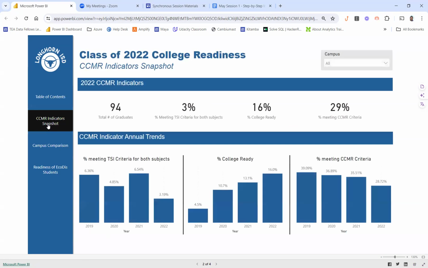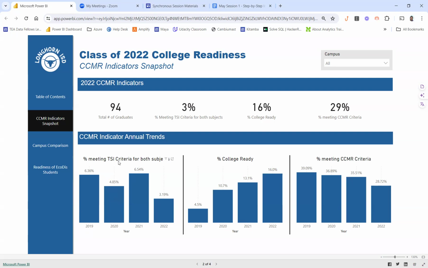Second page is where a lot of calculation is happening. For class of 2022, we see that there are a total of 94 graduates, 3% passed both math and reading TSI test. 16% are considered college ready, and 29% are meeting the CCMR criteria. And then they're looking at the annual trends.